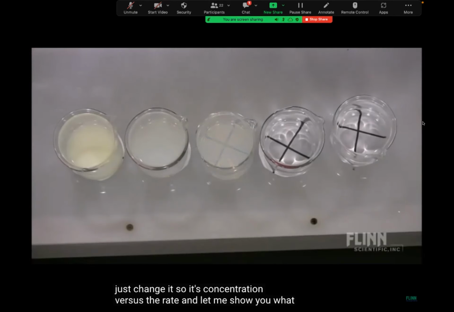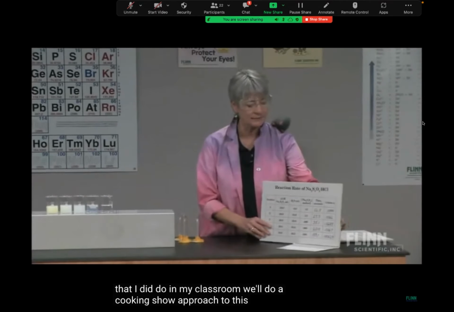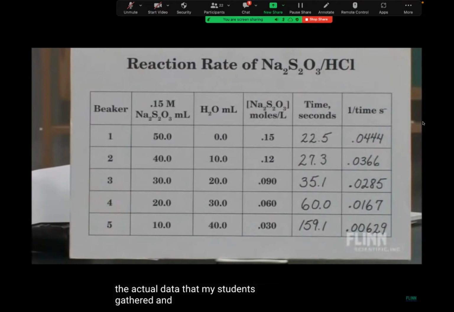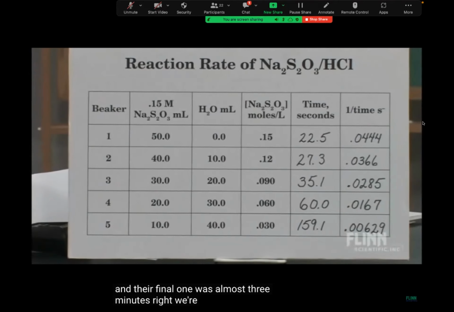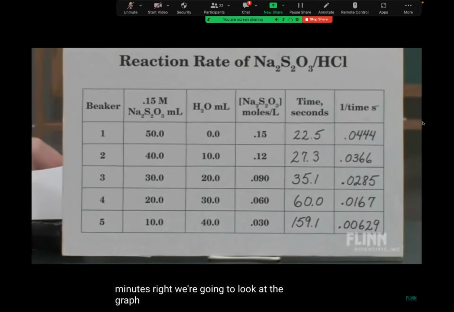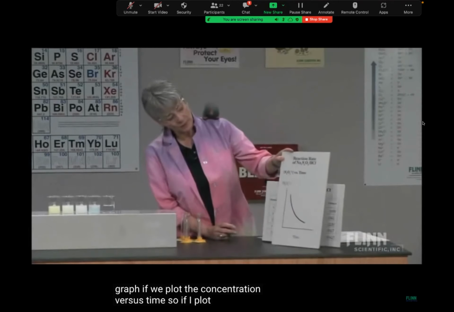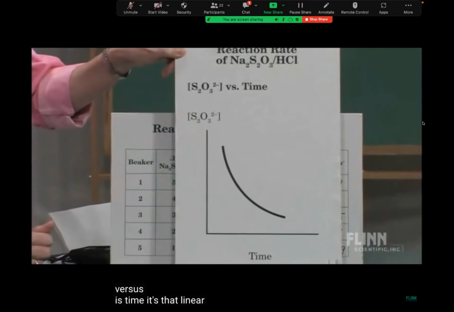Let me show you what the data would look like for something that I did do in my classroom. We'll do a cooking show approach to this. This is some actual data that my students gathered. In this case, their initial one was 22 seconds, and their final one was almost 3 minutes. We're going to look at the graph if we plot the concentration versus time. If I plot concentration versus time, it's not linear.